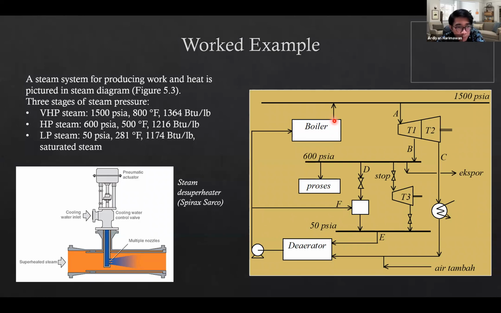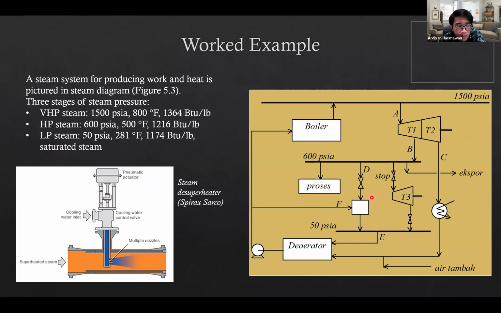Okay, and then we have one turbine, and then we have 3 steam headers, 1500, 600, and 50, and then some process and deaerator. So we have 3 stages of steam pressure. The conditions are as follows. The very high pressure is 1500 psi, 800 Fahrenheit, and this one is the specific enthalpy. And then the high pressure is 600 psi, 500 Fahrenheit, and then the low pressure is 50 psi and 281 Fahrenheit. Okay. The condition of the low pressure is saturated steam.